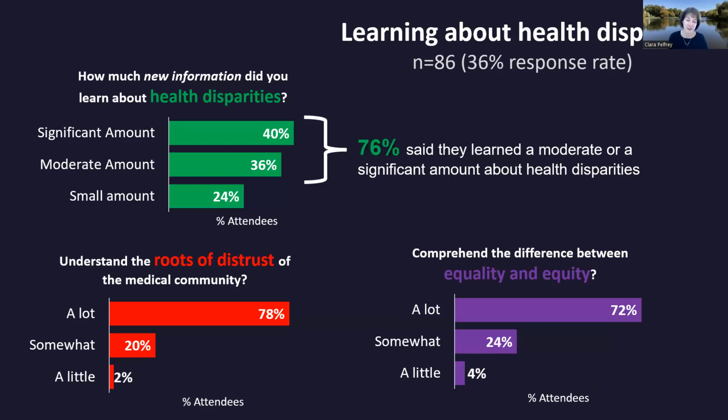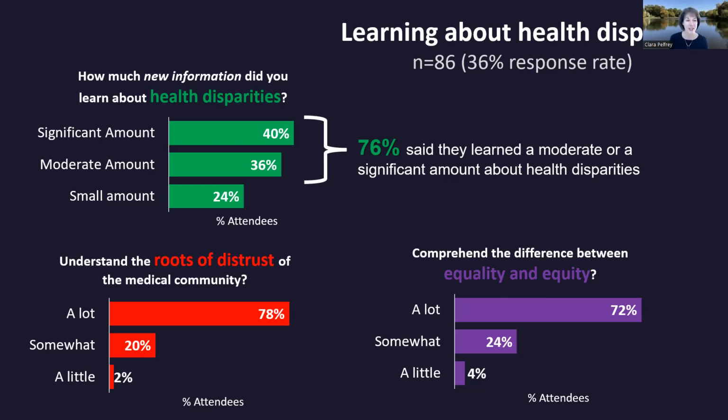So the first column in the outcomes of the logic model was learning, knowledge. What do you gain from these programs? So 86 people answered our survey, which is a pretty decent response rate if you know something about response rates. 36%. And we asked questions about how much new information did you learn about health disparities? And over 76 people said that they learned a moderate or a significant amount about health disparities. And the small amount probably doesn't mean they were sleeping through it.